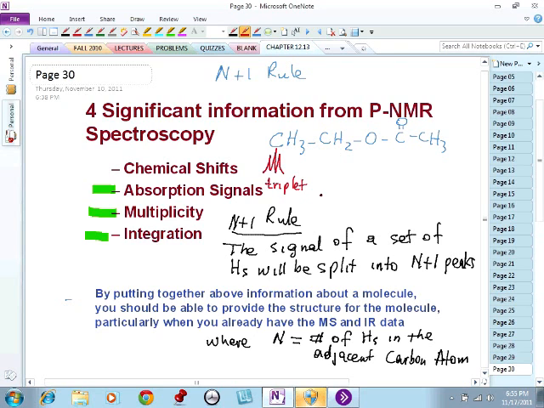You guys are laughing. Okay? Which is sometimes represented as a T, right? Triplet.